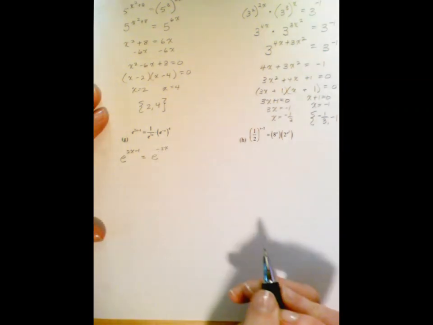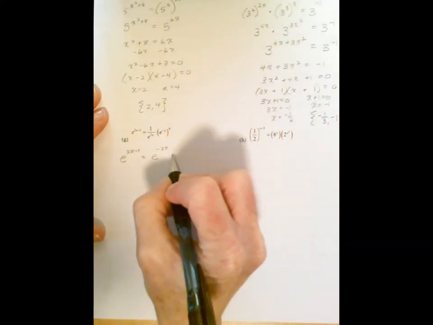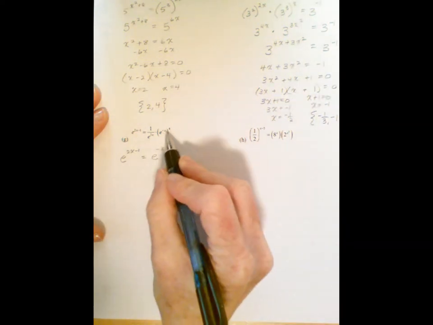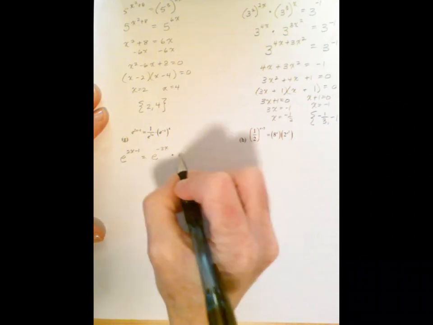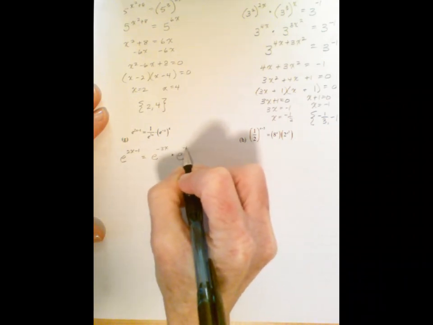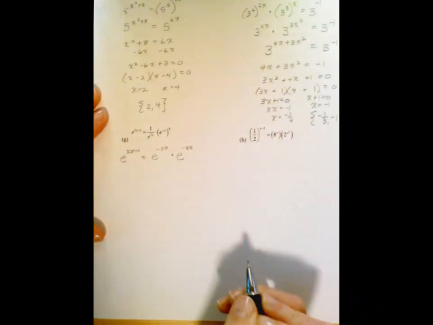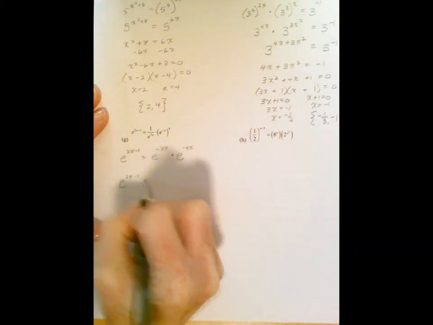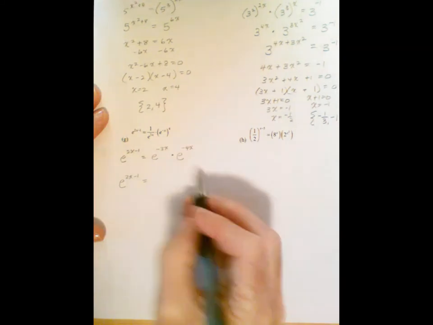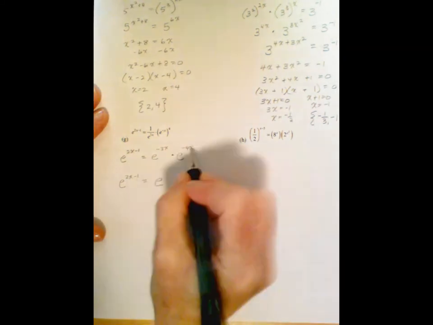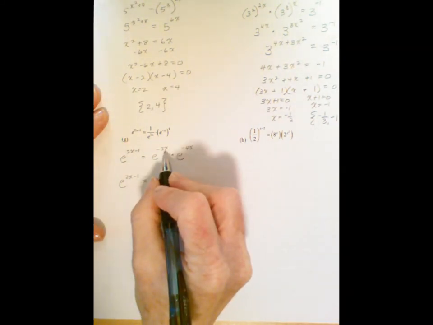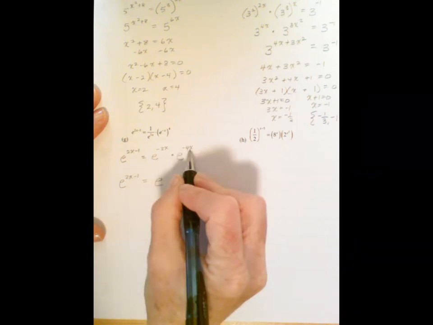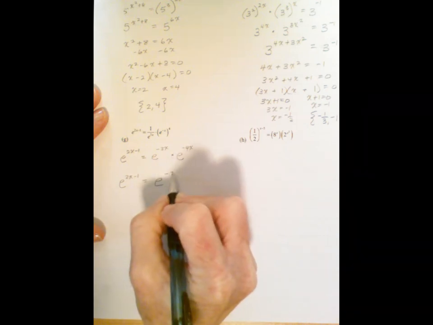That's the same as 1 over e to the positive 3x, times, and then what do we do here with these exponents? We multiply, right? e to the negative 4x. Okay, so we have e to the 2x minus 1 on the left. Now I want to combine these. So what do we do? We add those exponents. Negative 3x plus negative 4x, negative 7x.